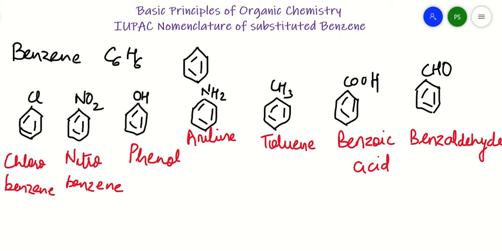So children, let's move further. In toluene, one hydrogen is replaced by an alkyl group containing only one carbon atom, a methyl group, and it is called toluene. What if the alkyl group present on the benzene ring has more than 6 carbon atoms? How do we write the name of such a compound? Let's see.